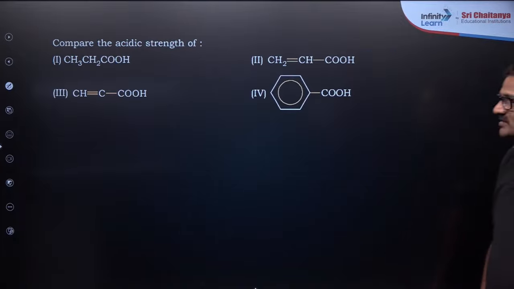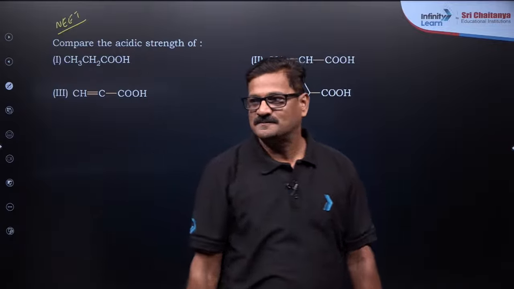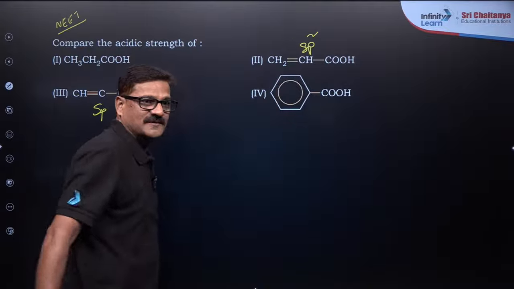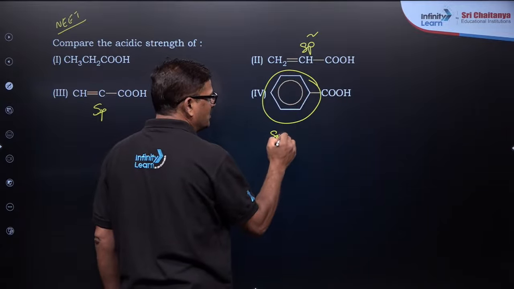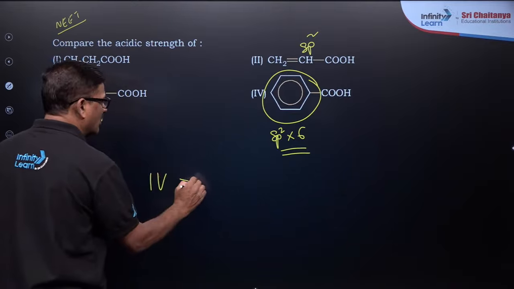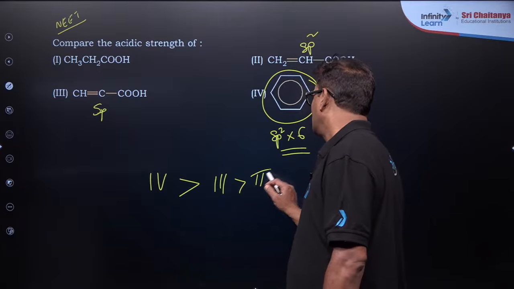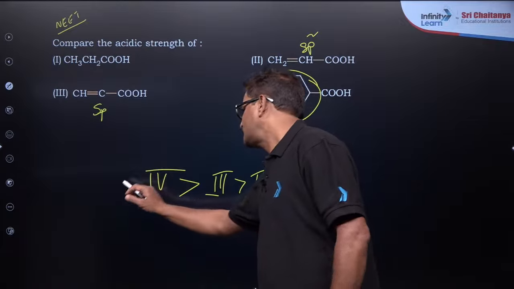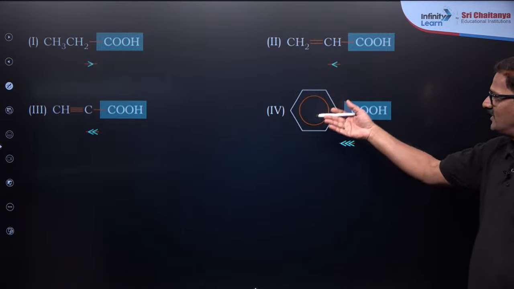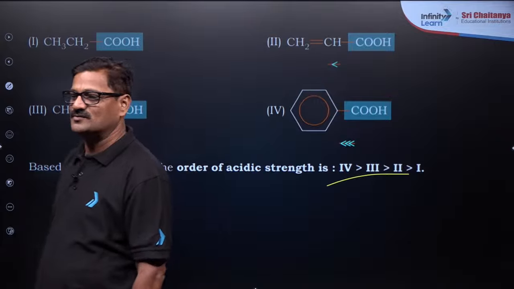Compare the acidic strength. This is quite important, a tricky question, and you can use it in the NEET examination. Now you can see the hybridization is sp2, all are sp2, but the electronegativity magnitude of the 6-carbon ring is higher. Then you will see 3, then 2, then 1. This is the order. The magnitude of the electronegativity given by this benzene ring with respect to acetylene is more, so the order of acidic strength comes like this.